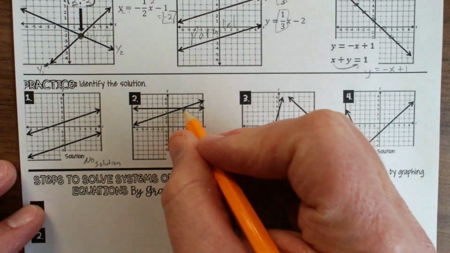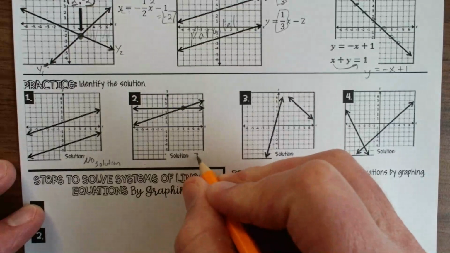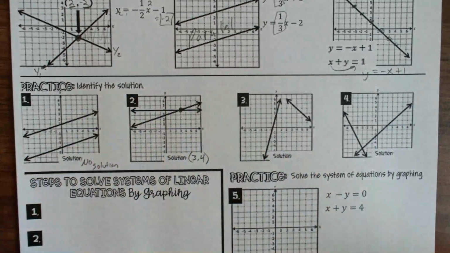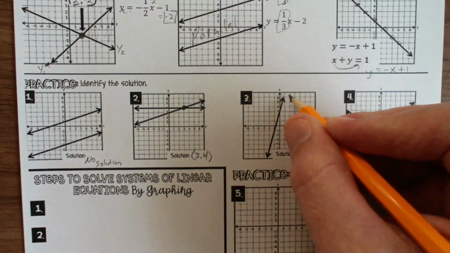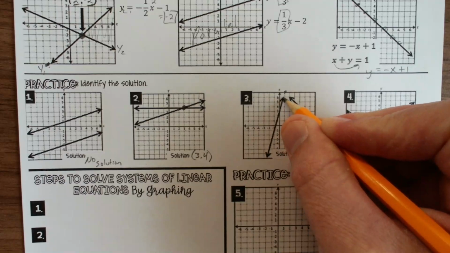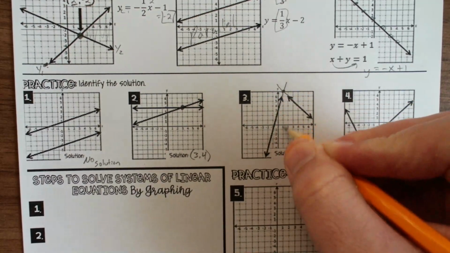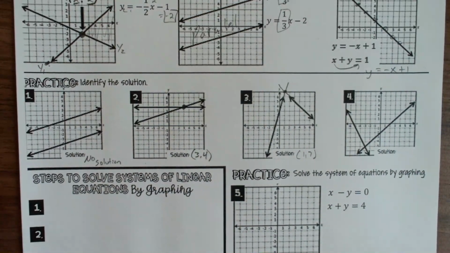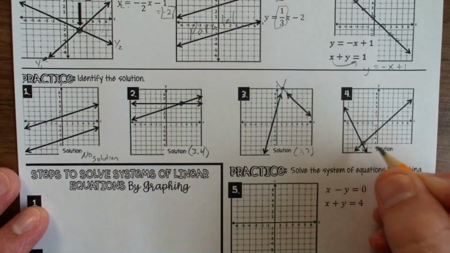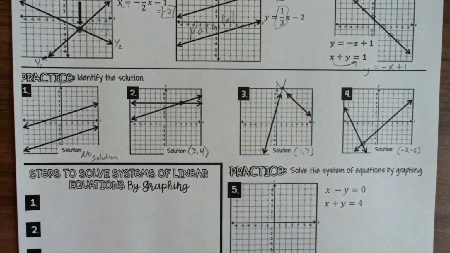Here, they cross right here at this point. This looks like (3, 4). Right here, it looks like they're about to cross. If I extend this line out and I extend this line out, it looks like they cross here, which is about (1, 7). On Desmos, you would just be able to click that dot and it will tell you what point it is. And here it's (-3, -5). So this is how we solve by graphing.